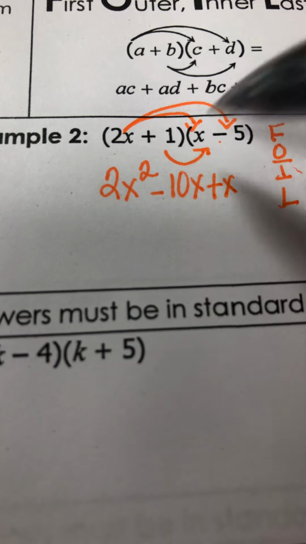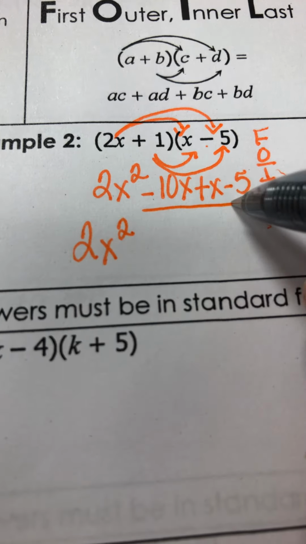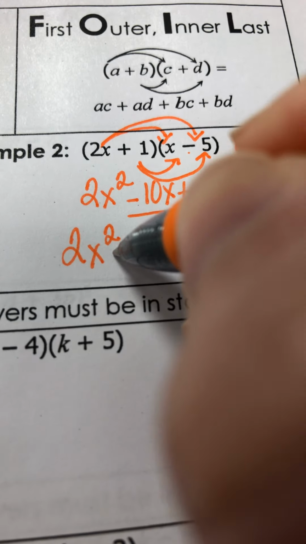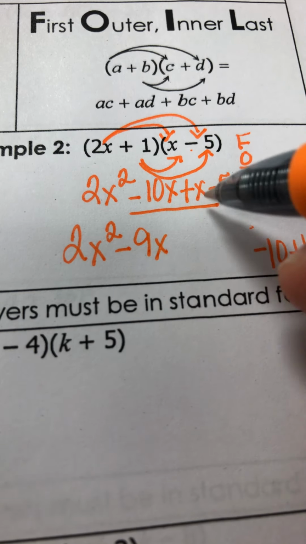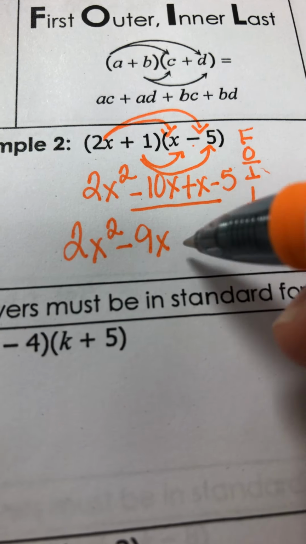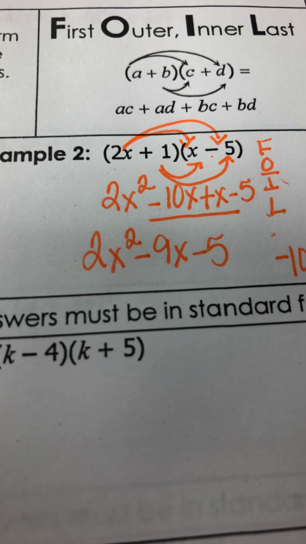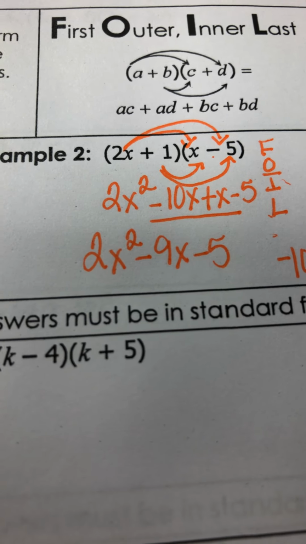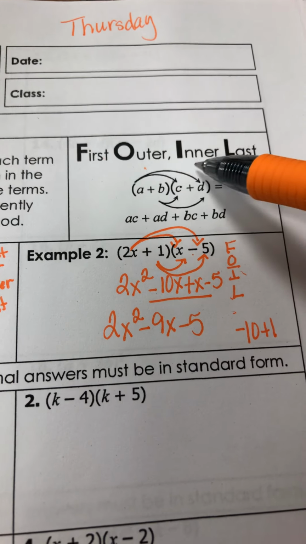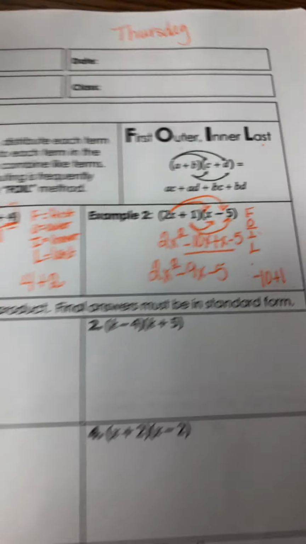At this point, you want to combine your like terms. You have 2x squared. Right here is our like terms, negative 10 plus 1, which is a negative 9x. Notice I only added the coefficients in the front. I did not change the exponent. So I end up with 2x squared minus 9x minus 5, a quadratic trinomial as my answer. Okay, so remember, FOIL, first, outer, inner, and last.